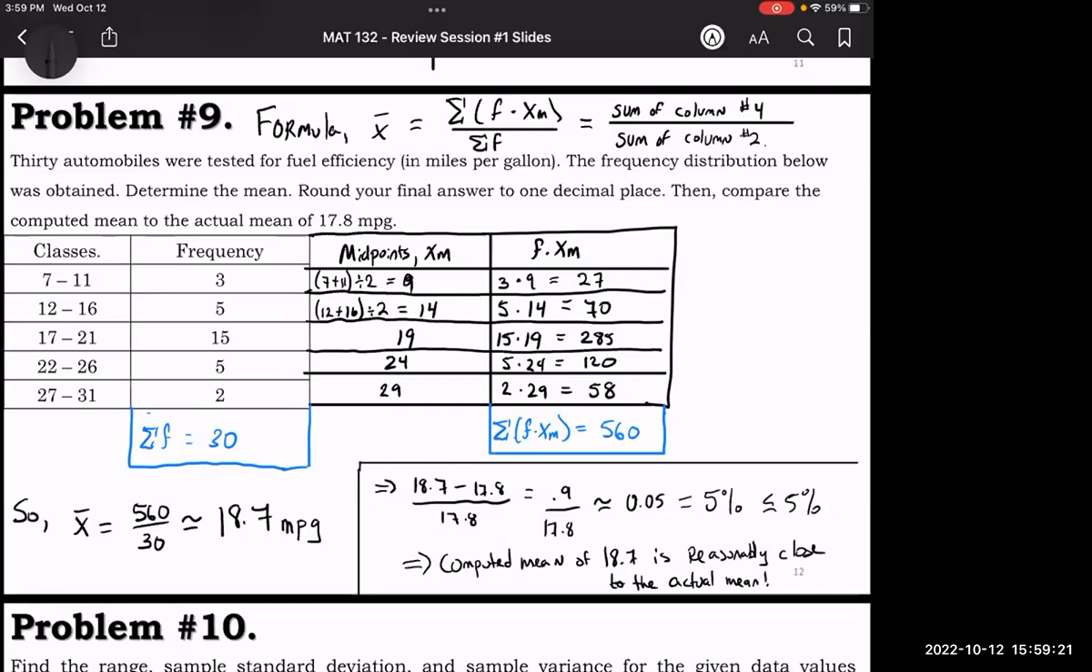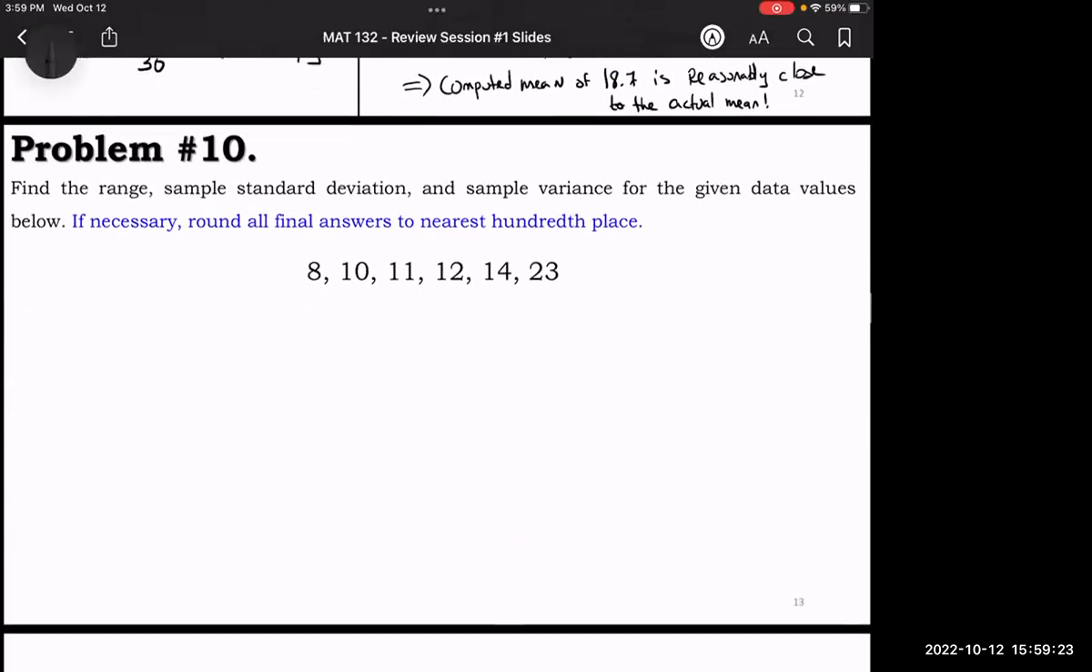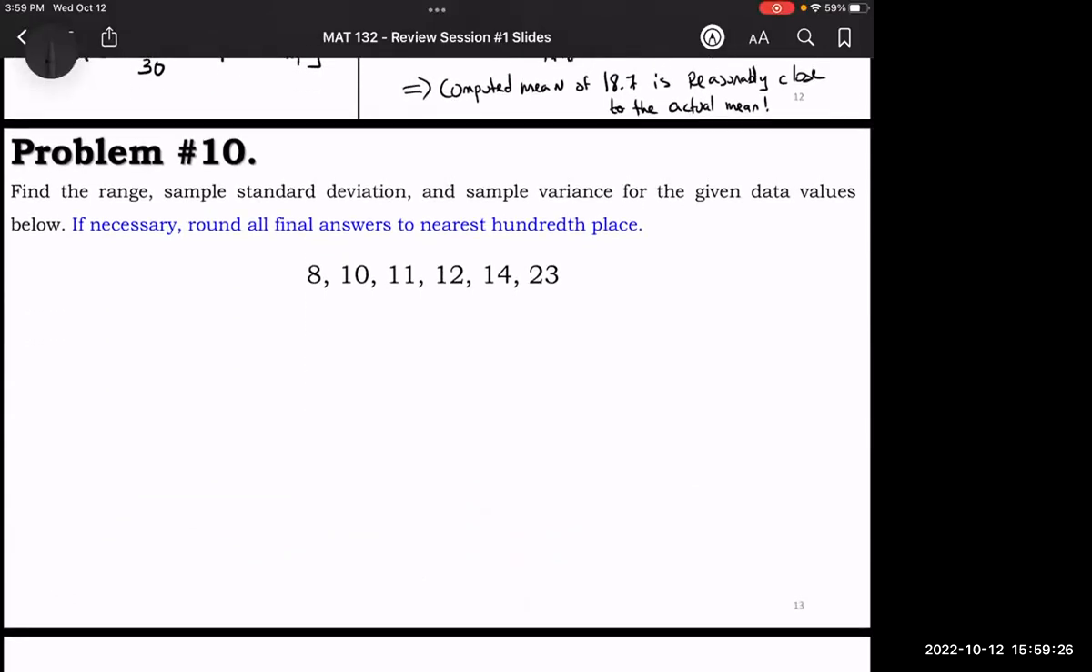We're good? Okay. Now we're going to go to problem 10. Like I said, most of these things that we're doing here, you could probably do in your calculators, but because everyone has different calculators, I'm showing you the formulas and the tables that we use to do them by hand. Here we're finding the range, sample standard deviation, and sample variance for the given data values below, and if necessary, round all final answers to the nearest 100th place. When it says 100th place, how many decimal places is that? 2 decimals. So keep in mind, 100th means that we're rounding it to 2 decimals.